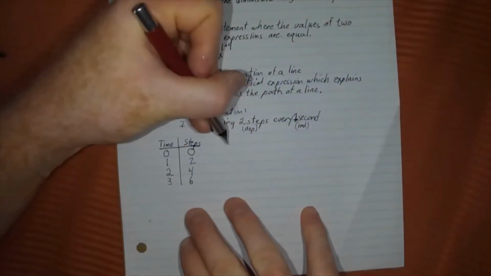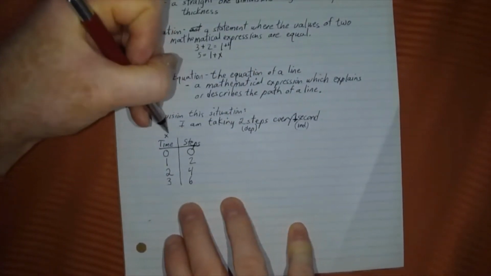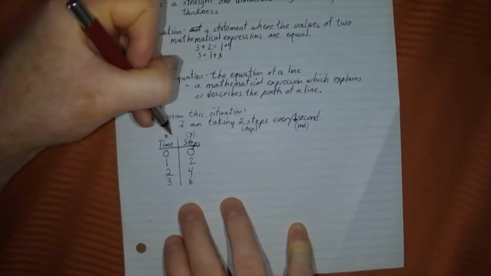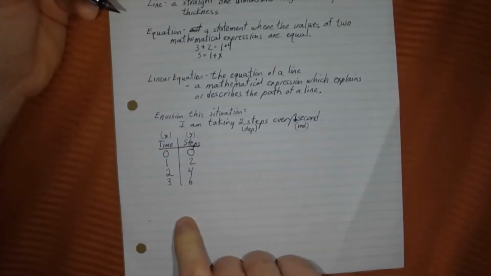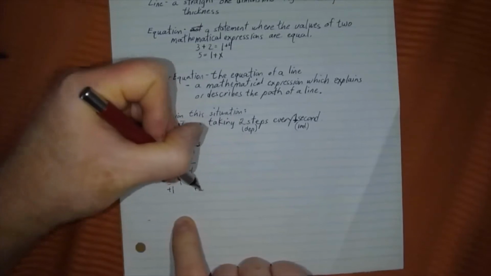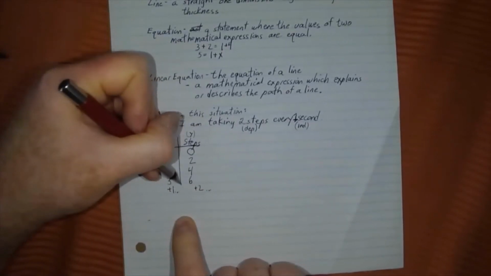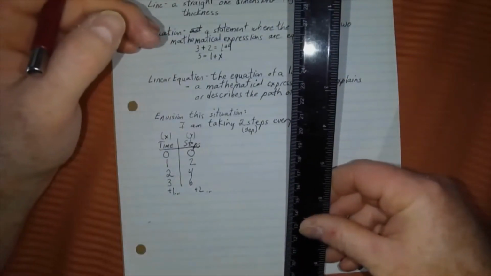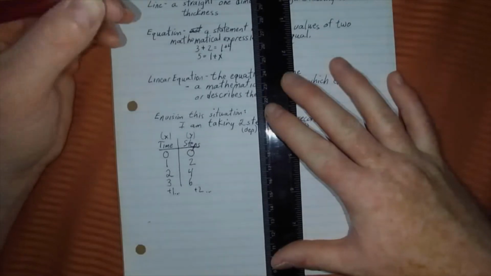And having defined the dependent and independent variables, I can say that this would be the x, and that would be the y. Every time this goes up by 1, this is going to go up by 2, and it's going to continue indefinitely because it's 2 steps every second. So, do you think we could graph this? I sure do. Oh, look, a ruler I found. Full 30 centimeter ruler.